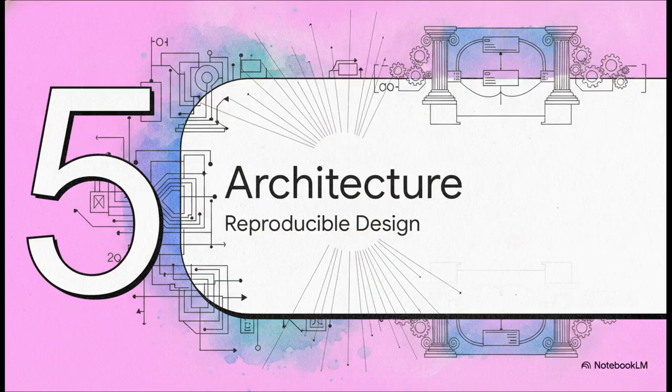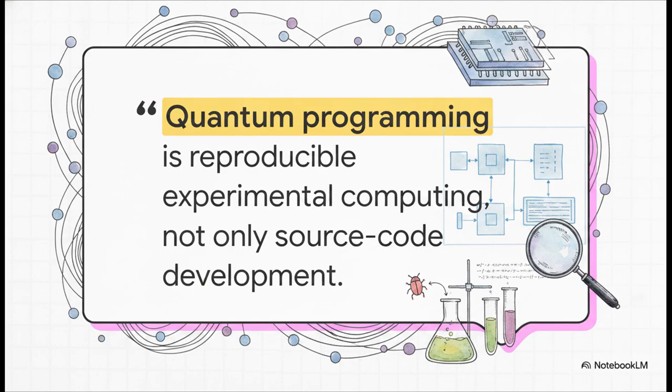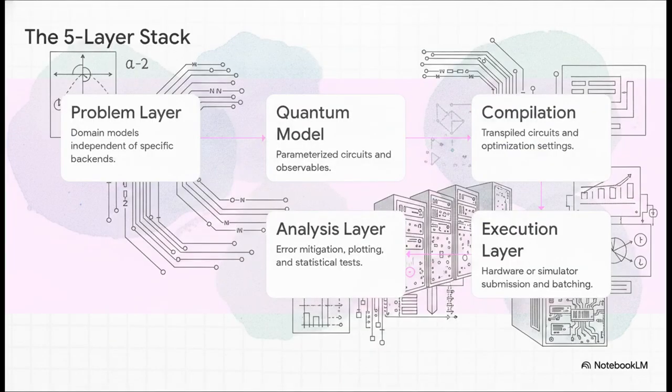Part 5. Reproducible architecture. To really protect against all these experimental uncertainties, we need to zoom out from the specific bugs and look at the overall project architecture. Take a look at this quote: "Quantum programming is reproducible experimental computing, not only source code development." Writing quantum code demands the exact same rigorous mindset as being a numerical scientist or a hardware experimentalist. And this brilliantly illustrates how we structure that discipline.